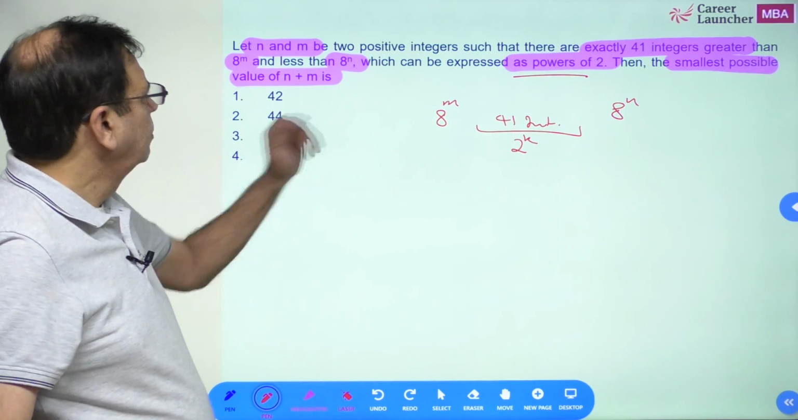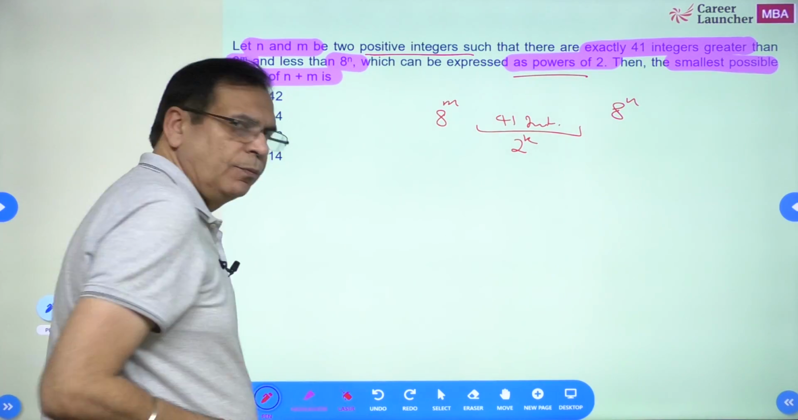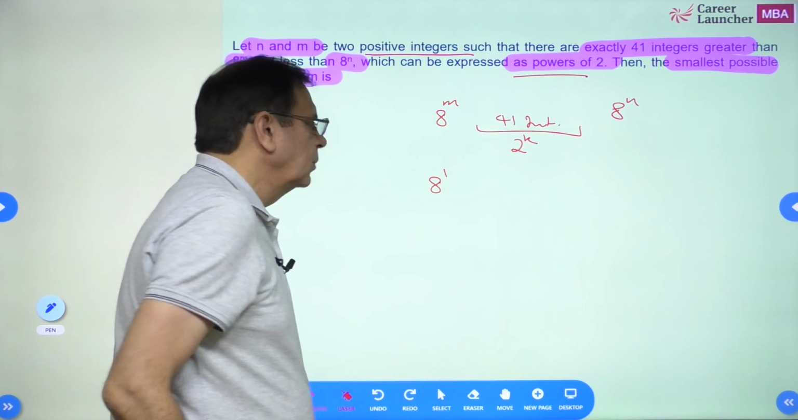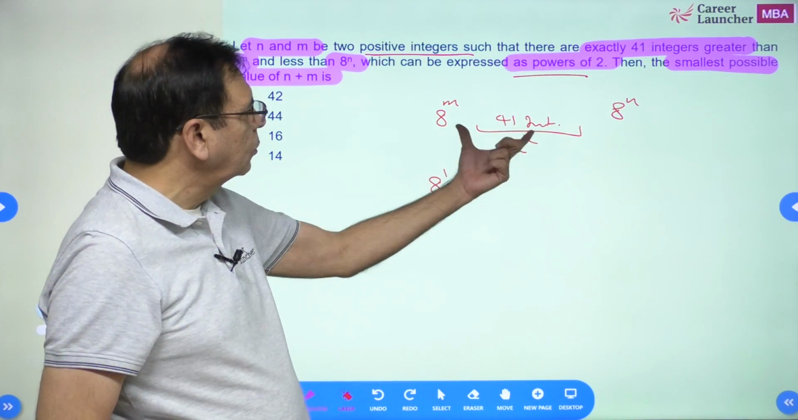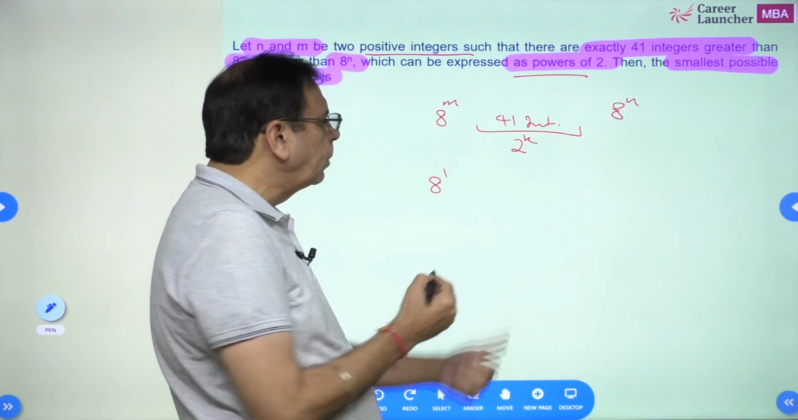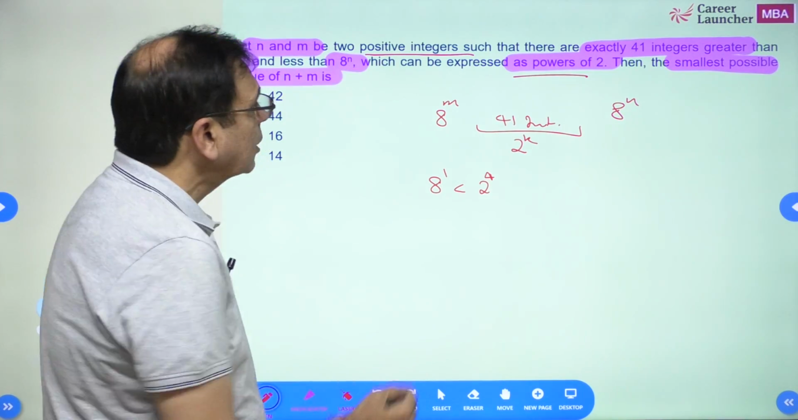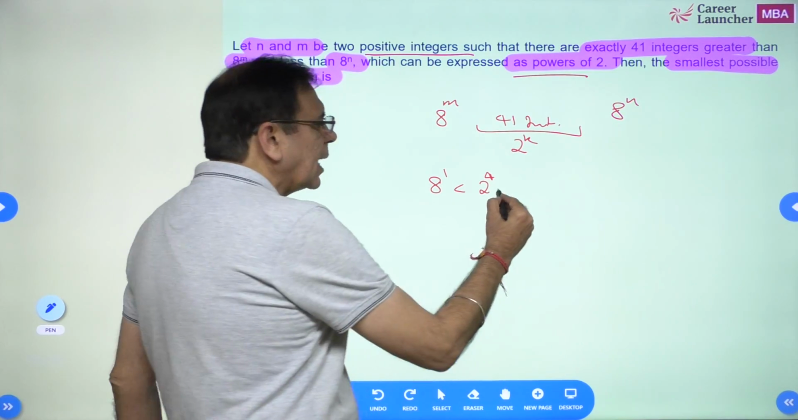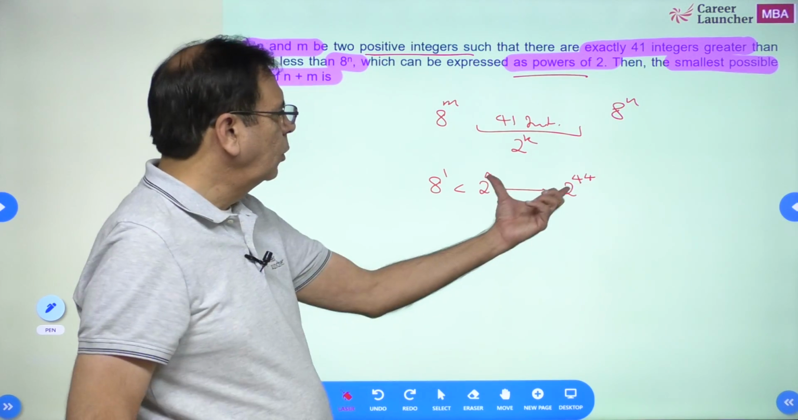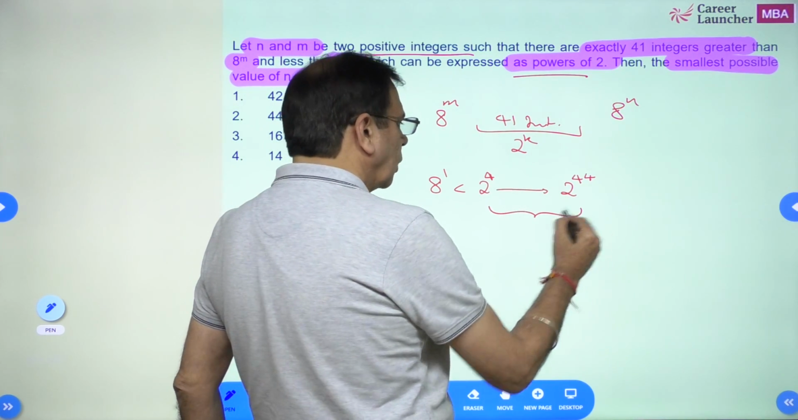Now, what does it say about m and n? These are positive integers. So what is the smallest value of m? 1. So 8 to power 1. So what will be the smallest power of 2 available here? 2 cube is 8, 2 to power 4 is 16. So here 2 to power 4 will come. And how many integers? 41 integers. So where will it go till? 2 to power 44. This is 44 minus 4, 40 plus 1, 41. So these are 41 integers.